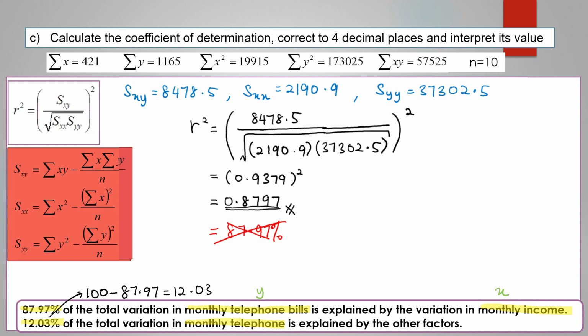12.03% comes from 100 minus 87.97, so it will depend on the value of our R squared. Of the total variation in monthly telephone bills, this represents the Y variable again. So this is the pattern we use to interpret the value of R squared.